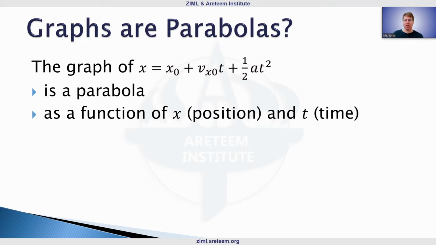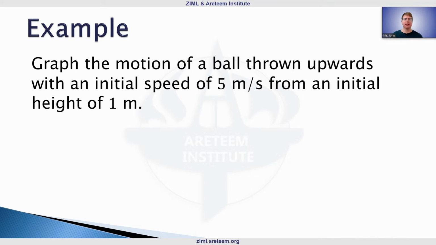So let's see that in action with the simple example. Graph the motion of a ball thrown upwards with an initial speed of 5 meters per second from an initial height of 1 meter. So writing out all of our important information given in the problem. So given in the problem, our initial height. So the initial height is 1 meter.